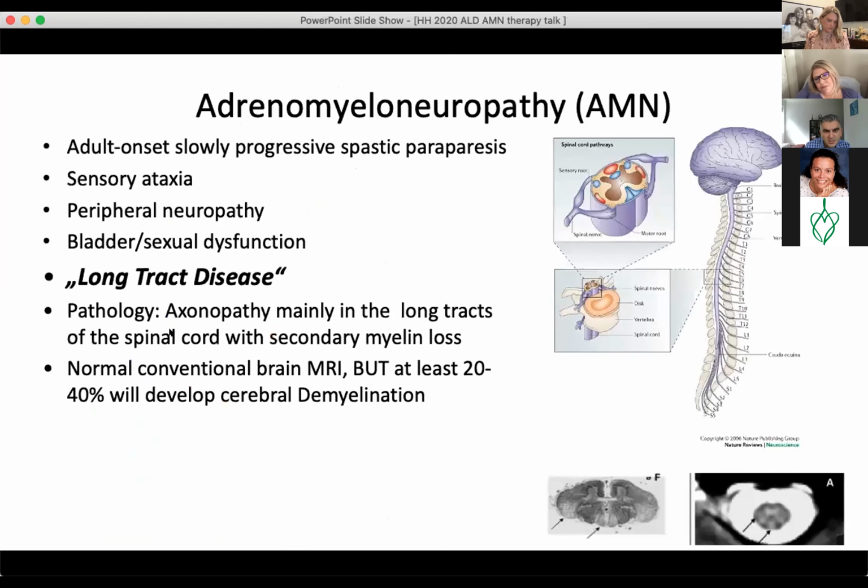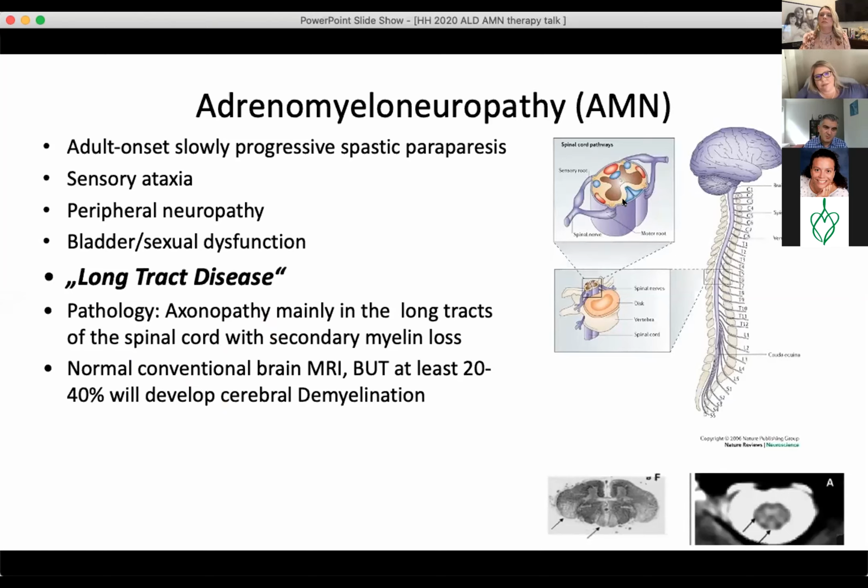Then there is the adult variant of this disease, which is sort of the opposite. It's a slowly progressive disease of the spinal cord, not the brain, predominantly spinal cord, which results in a spastic paraparesis and sensory ataxia due to involvement of the long tracts, the long sensory tracts in the dorsal column that go up and down the spinal cord, and the corticospinal tract that goes down the spinal cord. So it's called a long tract disease.